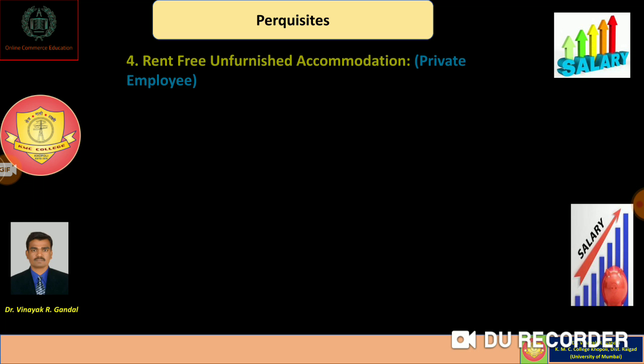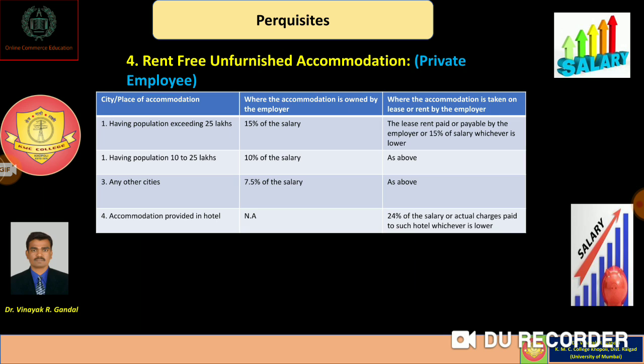Secondly, we have to understand the valuation of rent free furnished accommodation in case of a private employee. So normally if the employee is getting accommodation with full furniture, we have to consider the valuation of such accommodation just like unfurnished accommodation. Additionally, we have to add 10% of the original cost of furniture in that particular valuation. So if we add 10% of the original cost of furniture to the valuation like unfurnished accommodation, we get the valuation of rent-free furnished accommodation as a salary income, and that is added into the salary. Okay.